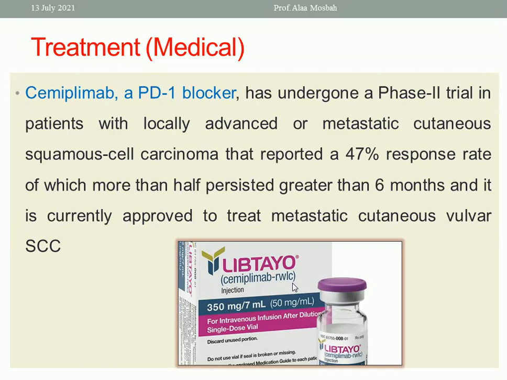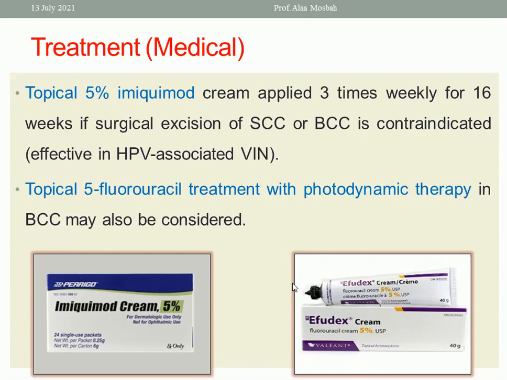Topical 5% imiquimod cream is applied 3 times weekly for 16 weeks if surgical excision of squamous cell carcinoma or basal cell carcinoma is contraindicated. Topical 5-fluorouracil treatment with photodynamic therapy in basal cell carcinoma may also be considered.